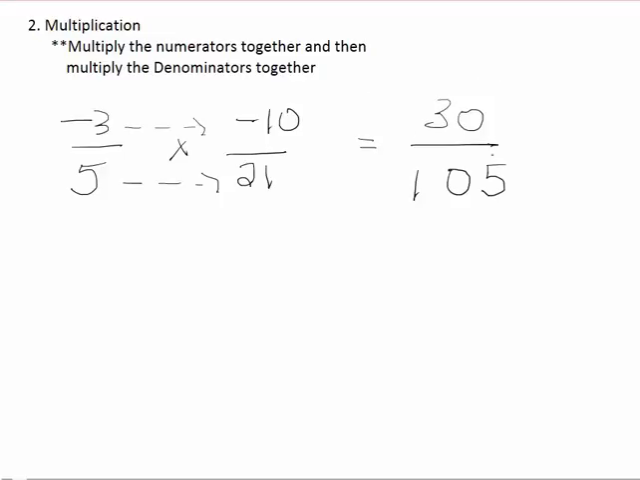The last thing we need to do is simplify this. So 30 over 105, both of them can be divided by the greatest common factor of 15. So 30 divided by 15 is 2, and 105 divided by 15 is 7. So this is our final answer.